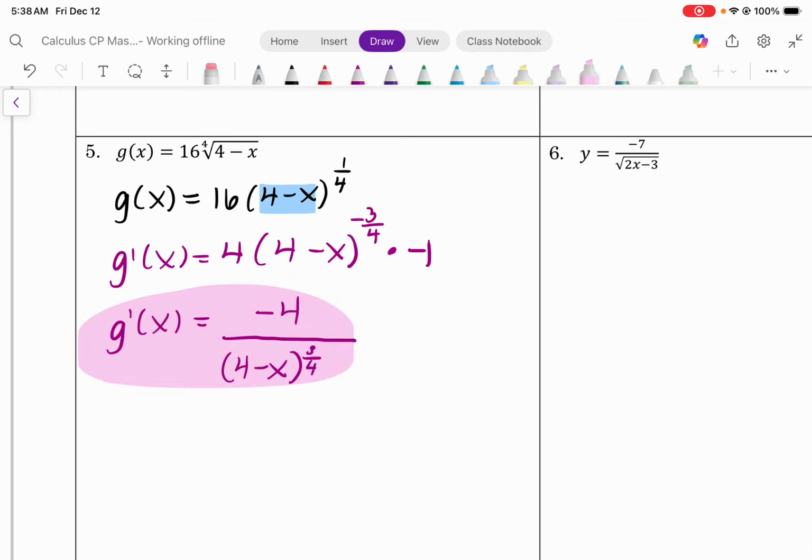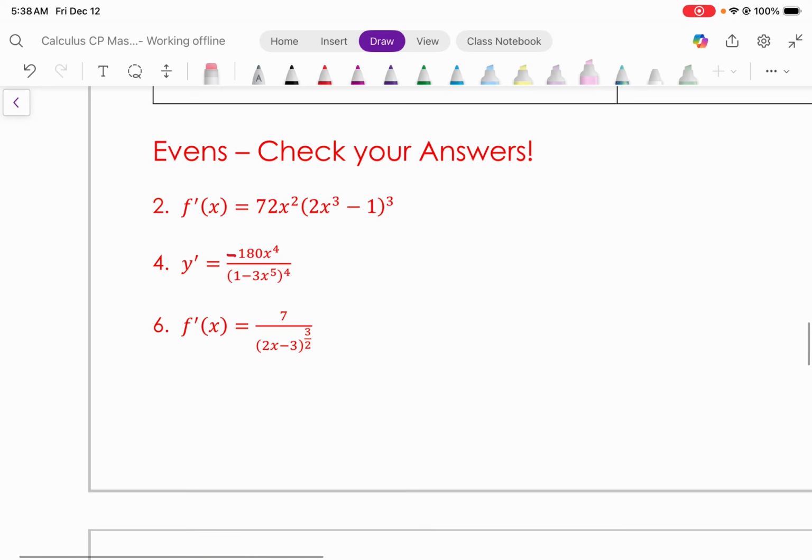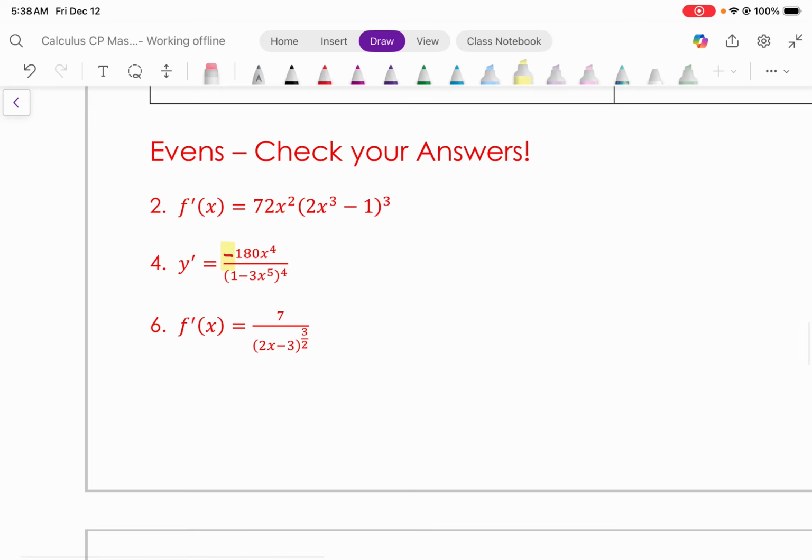Great. Please try the even examples. When you check your work, just one quick thing, there should be a negative in front of the 180 in number 4.